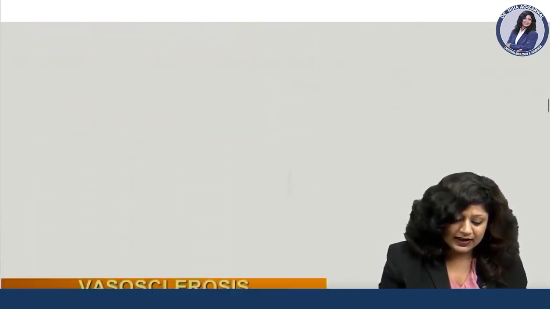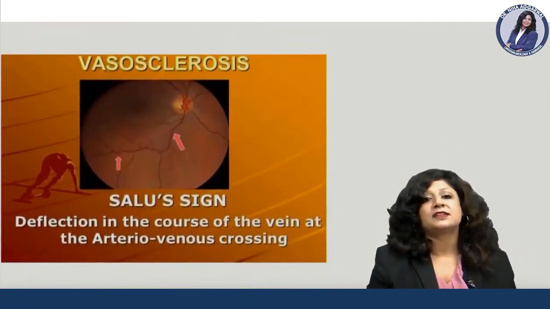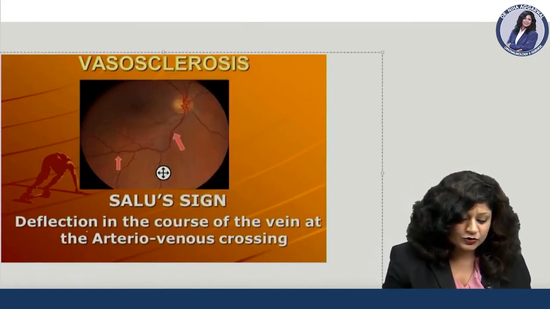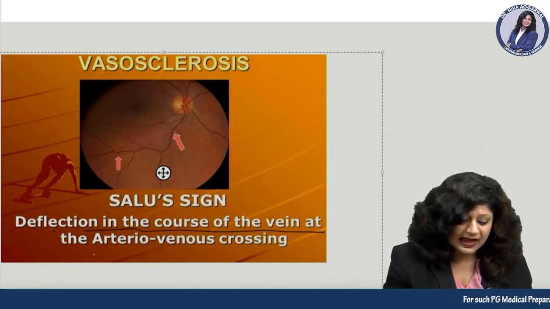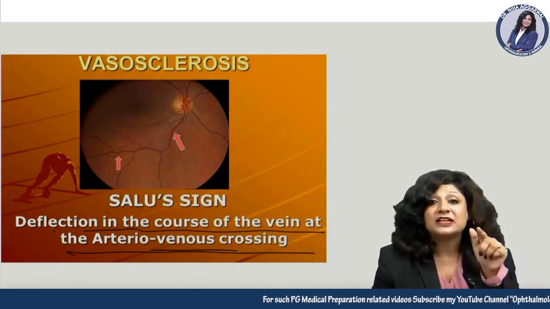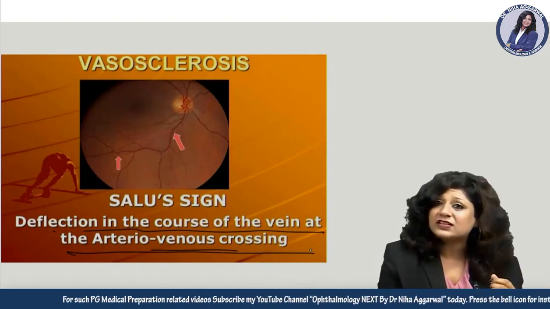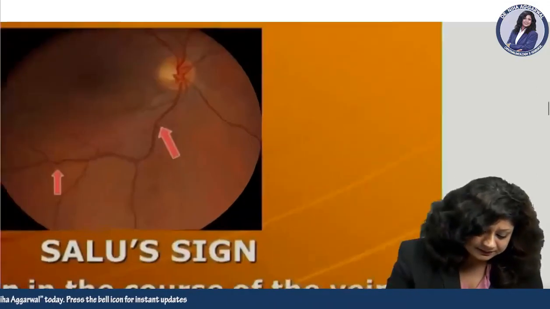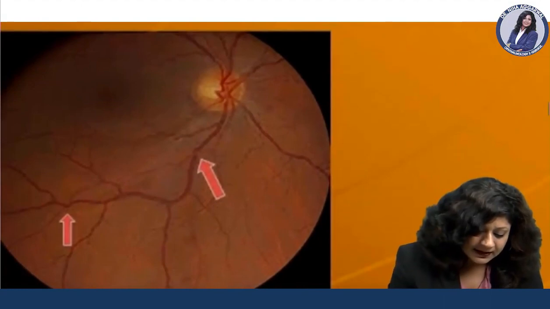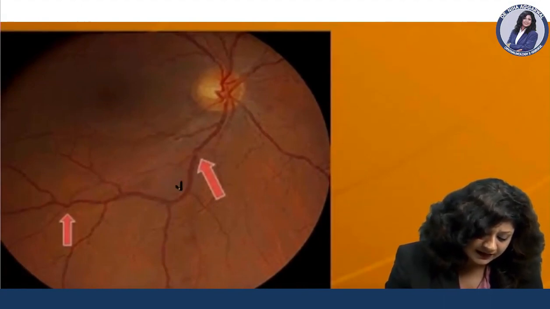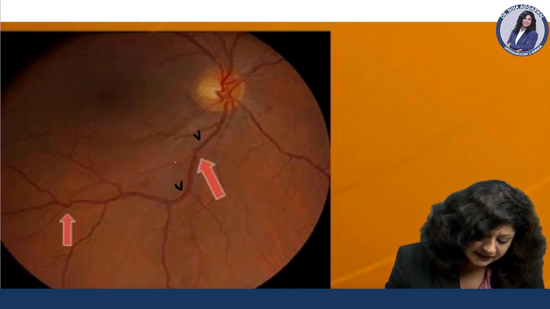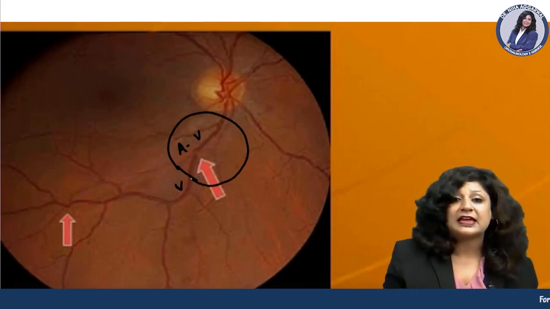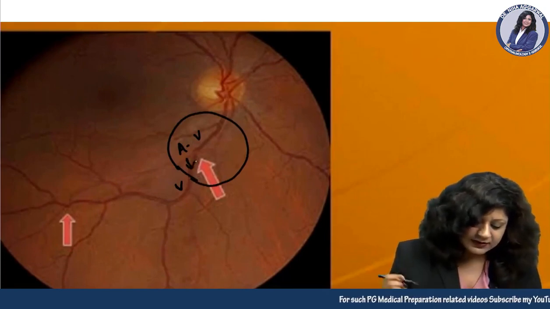Now, what are the signs that you get at this? Now see, this is the first sign called the Salus sign. Salus sign says that it is actually the deflection in the course of the vein at the AV crossing. It is just at the AV crossing. I told you what an AV crossing is, where an artery and a vein cross each other. Now if you see this, what is happening here? This darker one is a vein here, and this lighter one is an artery here. So this will become an AV crossing, and this is actually the deflection of the veins.